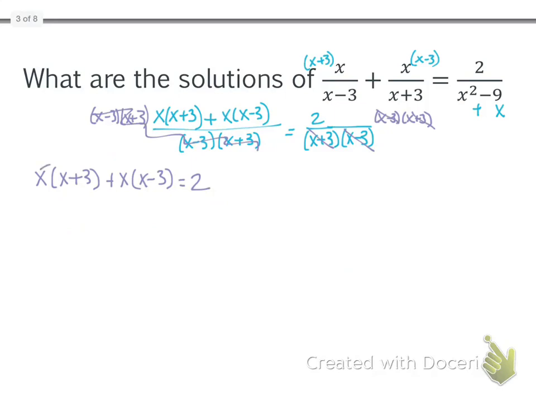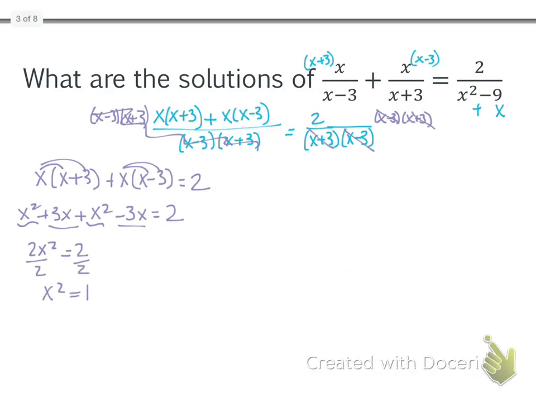To simplify, I'm going to distribute to get x squared plus 3x plus x squared minus 3x. We're going to go ahead and add like terms. So x squared plus x squared gets me 2x squared. 3x minus 3x will cancel, so it'll equal 2. We're going to keep solving, so let's divide by 2. Opposite of squaring is square rooting, so x equals plus or minus 1. Remember, whenever you're solving and you square root, you have the positive and negative side. And then we need to check our answer.